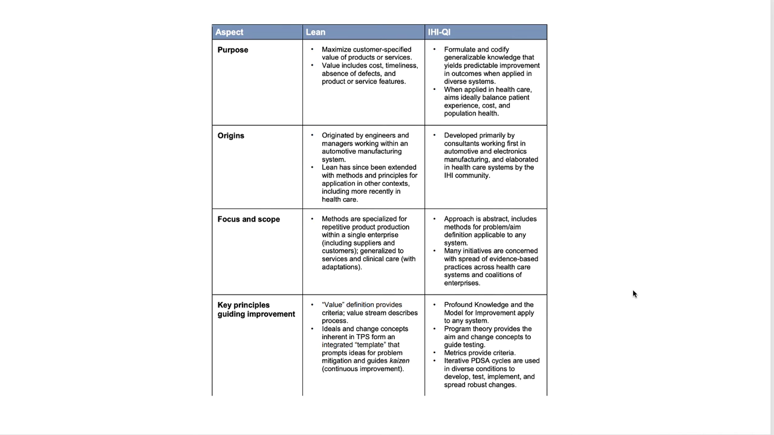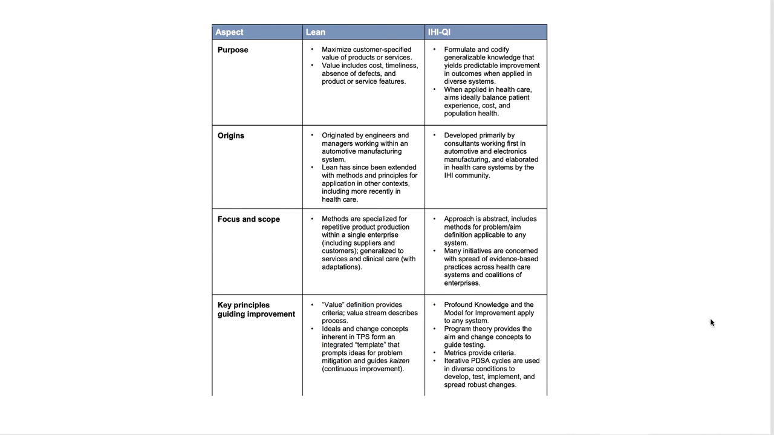And the key principles guiding improvement for Lean is value definition, which was described above, and ideals and change concepts inherent in the Toyota production system form an integrated template that prompts ideas for problem mitigation and guides Kaizen, which is the Japanese word for continuous improvement.